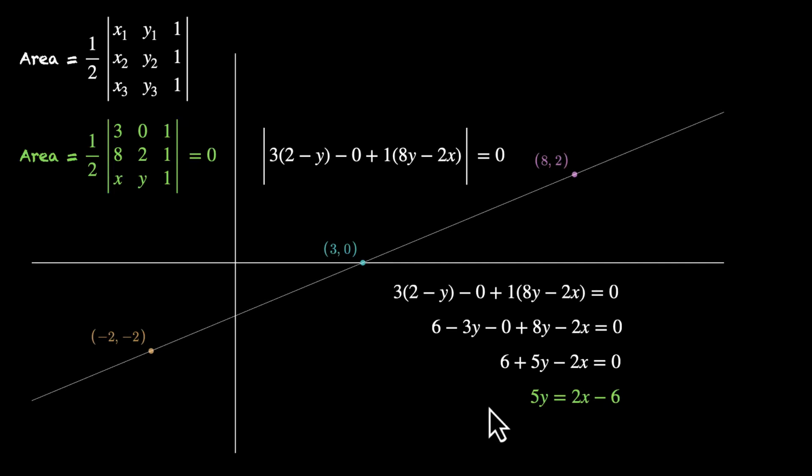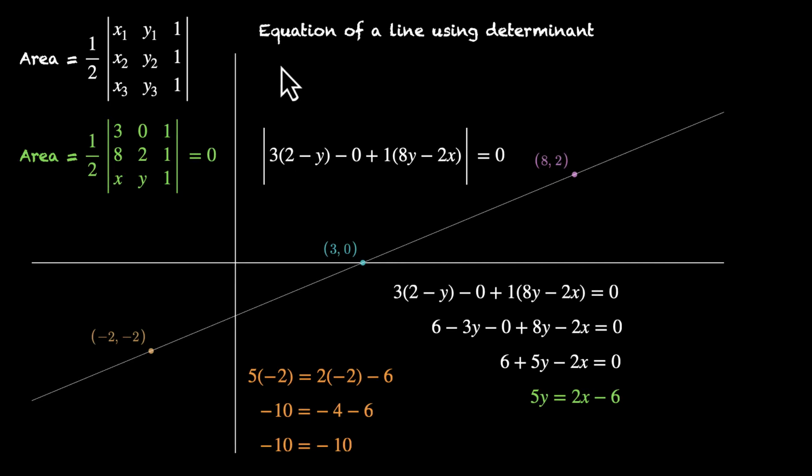Let's check this as well. Let's see if this point satisfies the equation of this line. So if we put x as minus 2 and y as minus 2, let's see what we get. 5 times minus 2 equals 2 times minus 2 minus 6. On the left hand side we have minus 10. On the right hand side we have minus 4 minus 6, so that's also minus 10. Minus 10 is minus 10, which means this point does satisfy the equation, which means we have the correct equation for this line. So in this way, we can find the equation of a line using determinants.